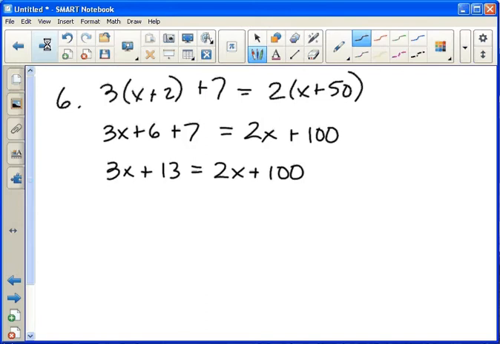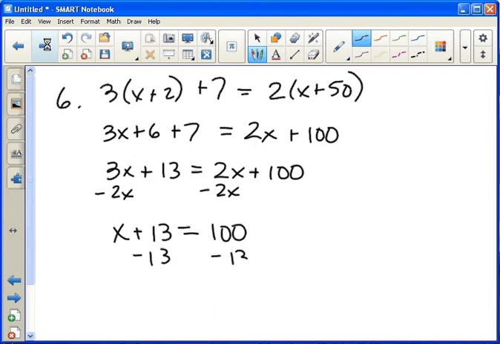So I'm going to subtract 2x from both sides. That just gives me x plus 13 equals 100. Then subtract 13, and I come to my final answer, x equals 87.